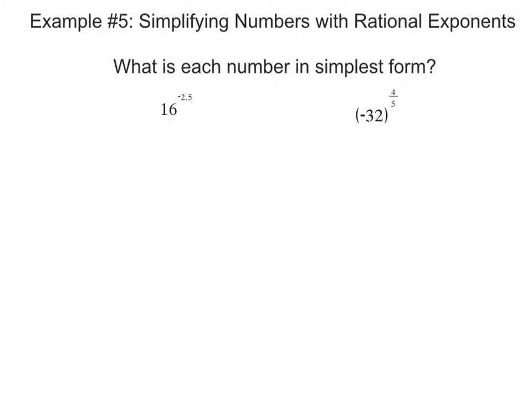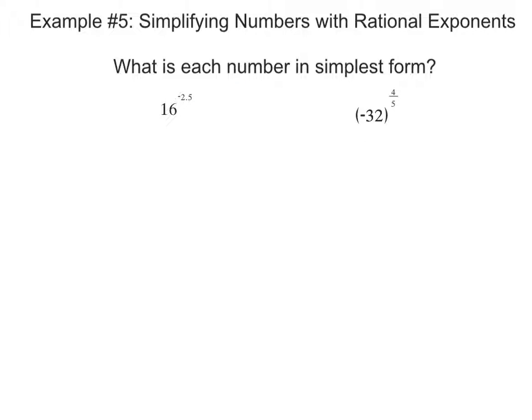All right, example 5. Now we're simplifying numbers with rational exponents. Okay, so the first one, it says 16 to the negative 2.5. Just as before, when we had a decimal, we need to change those decimals to fractions. So this is really negative 2 1/2. Actually, let's go ahead and change this to positive in the beginning.